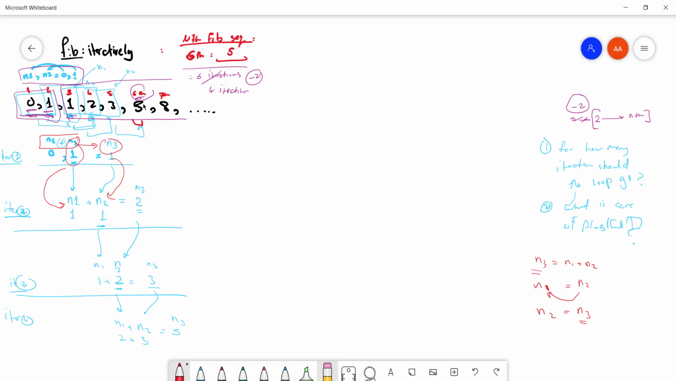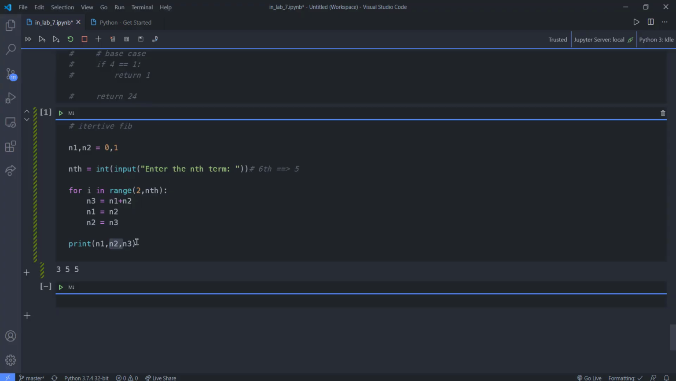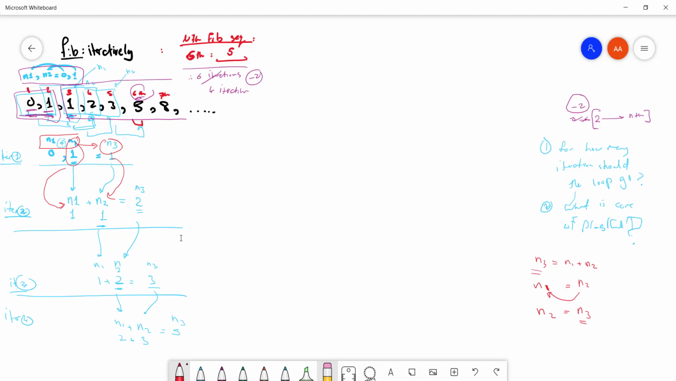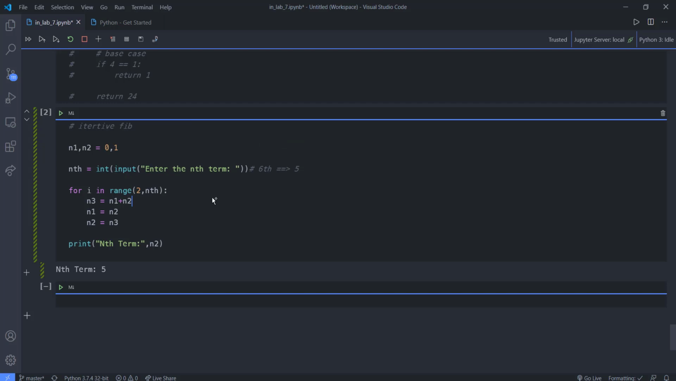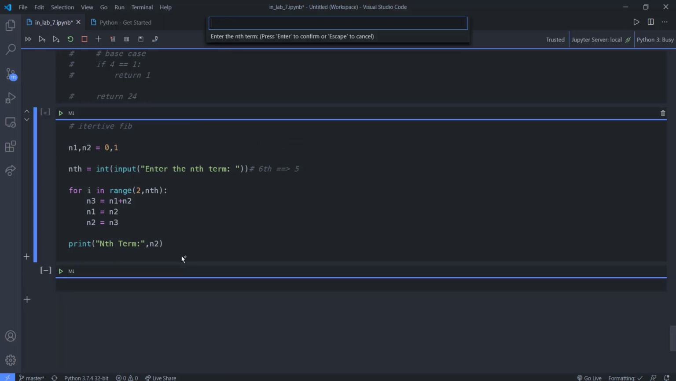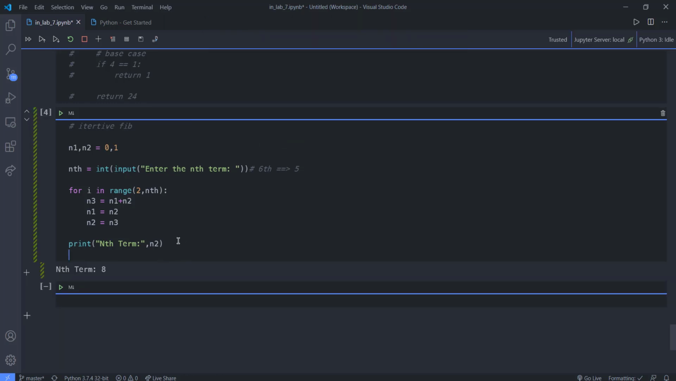So if I looked at this closely, you're going to see that n1 and n2, n1 and n2, n1 and n2. So n2 is basically going to be my nth term. So I can actually depend on this, right? So I can just say that the nth term is going to be 5 in this case, which is n2. Now let's see the 7th term. Oops, let's give 7 here. It's going to give you 8.